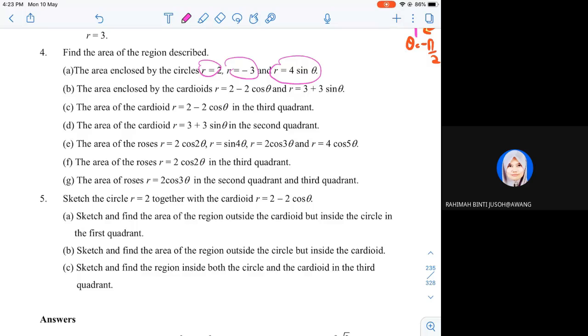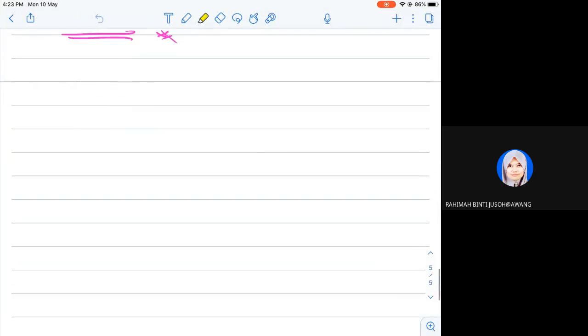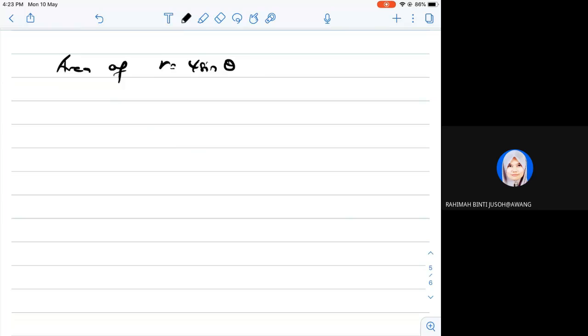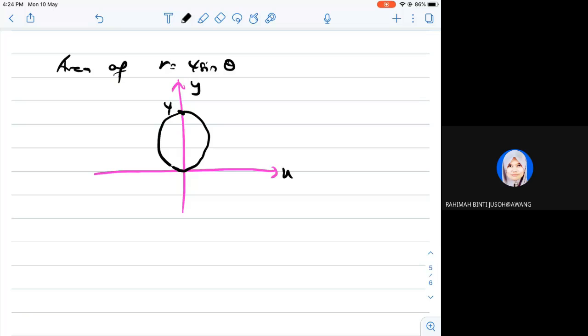But for the case of r equals to 4 sin theta, ni you kena berhati-hati untuk soalan ni. Dia bukan 0 sampai 2 pi, sebab kalau you sketch dia punya graph, area r equals to 4 sin theta. Kita punya graph 4 sin theta, position dia kat mana guys? Ingat lagi tak? Chapter 1. Yes, very good, on y-axis. So we have this circle here. So here is 4. Macam tu.